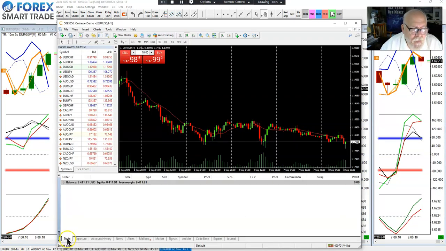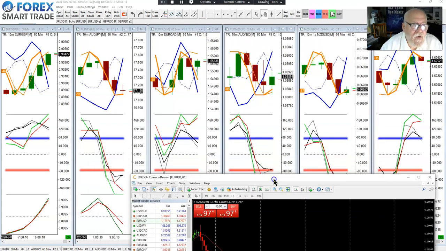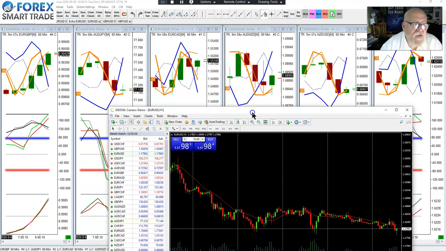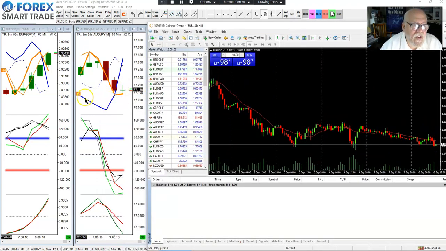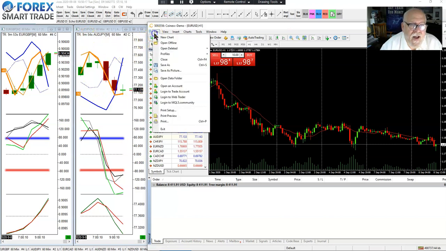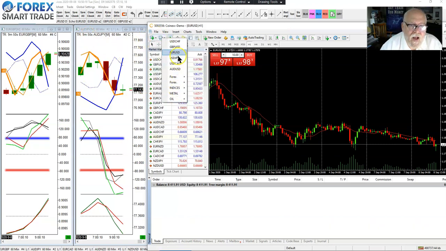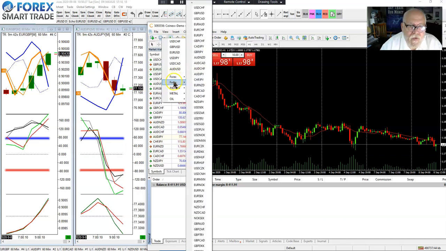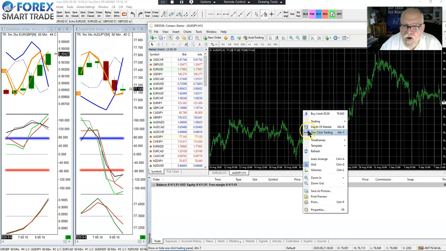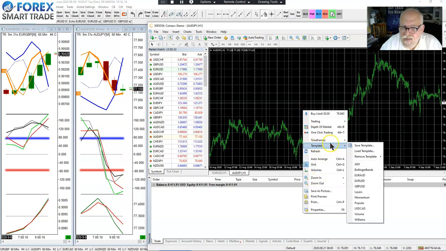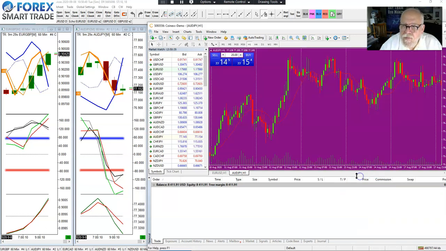So first, I am going to open up the pair. We've got Australian yen. So file, new chart. I'm going to find AUD JPY. It's not in this top group. Look in the middle group. Not in here. I'll look in the bottom group. AUD JPY right there. Open the chart. I use templates, so I'm just going to load one of the other templates.